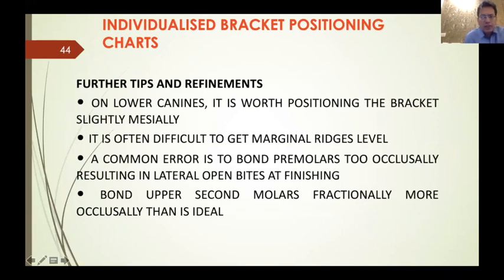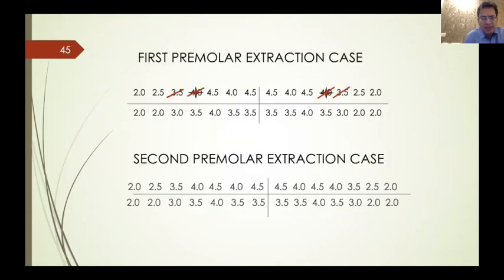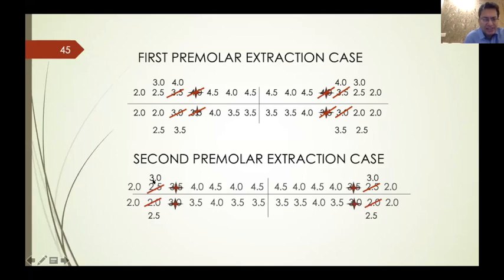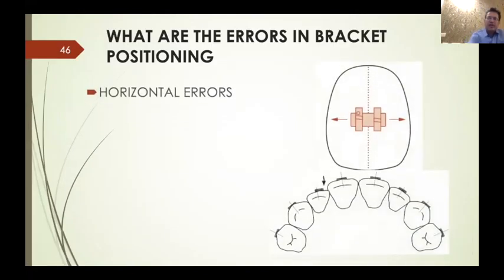Now in the first premolar extraction cases, there is a good tip that you should bond your brackets 0.5 millimeter more gingival. 0.5 millimeter more gingival than what is mentioned in the bracket placement chart. If you had a second premolar extraction case, bond your 5s, your 6s 0.5 millimeter more gingival. So this will compensate for the lateral open bite which may develop.